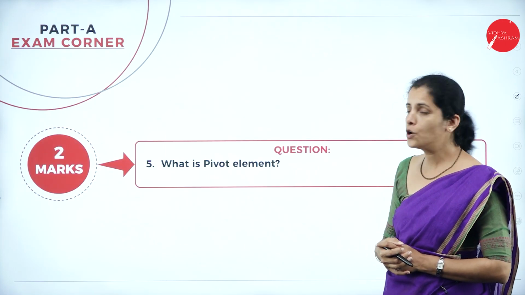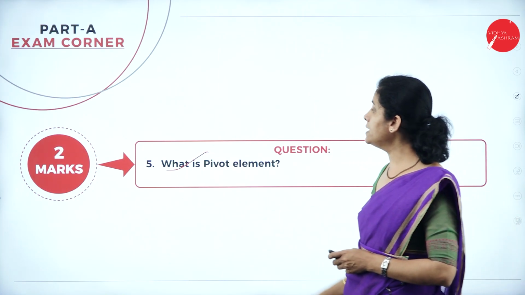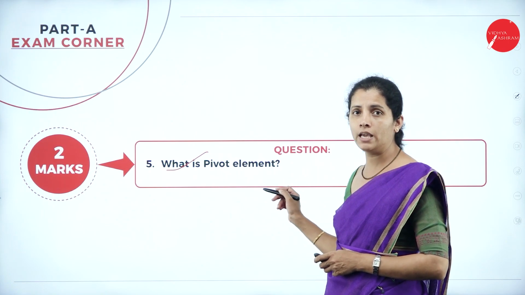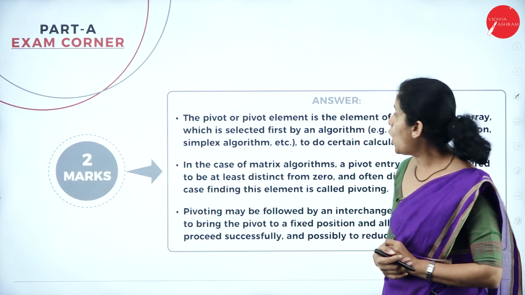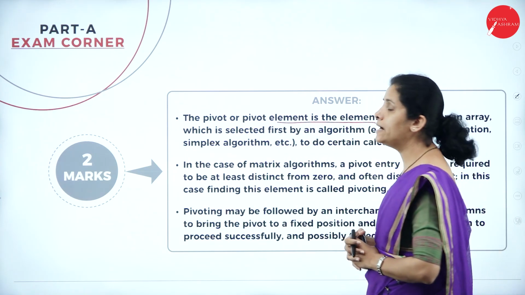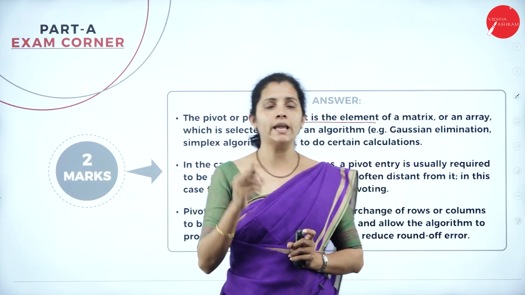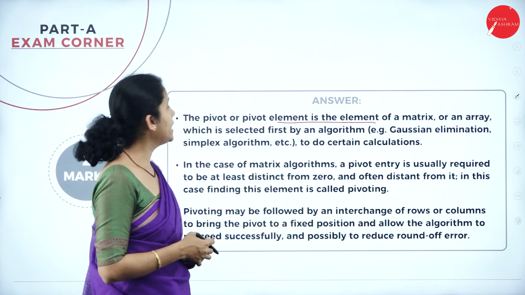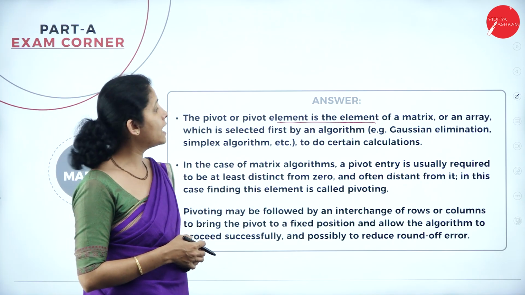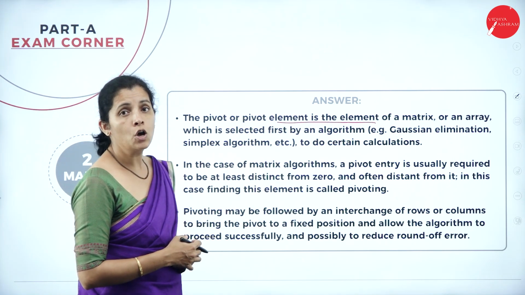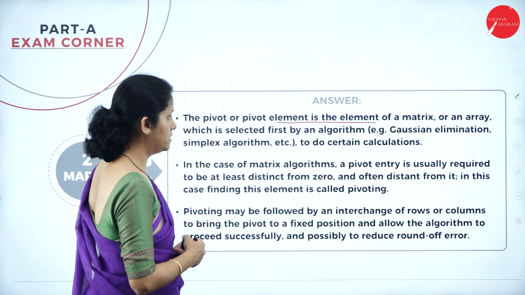Now, I have another question. What is pivot element? So, dear student, this question is once again from Unit 2. Okay. So, pivot or pivot element is the element of a matrix. What is pivot element? It's nothing but the element of a matrix or an array which is selected first by algorithms like Gauss elimination, Gauss-Seidel as well as Gauss-Jordan method.